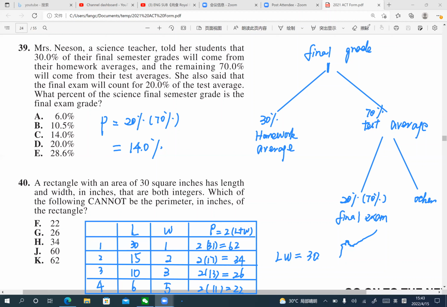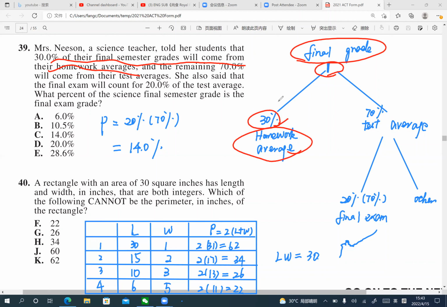So from the illustration on the right, the final grade, if we consider it as 1, 30% of their final semester grades will come from their homework averages. So the homework averages is 30%. And the remaining 70% will come from their test averages. So test averages is 70%. She also said that the final exam will account for 20% of the test average.